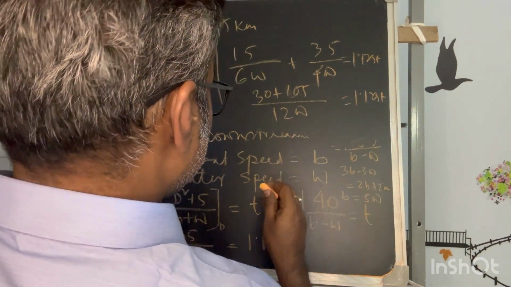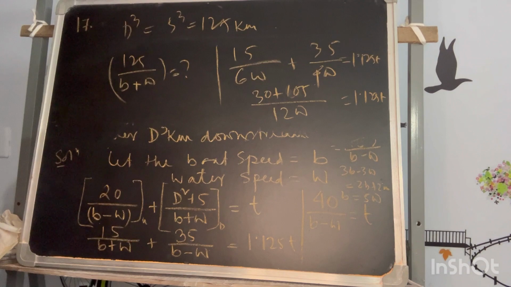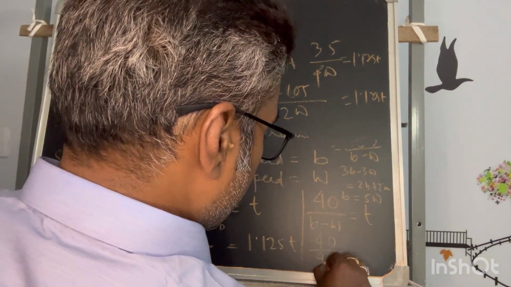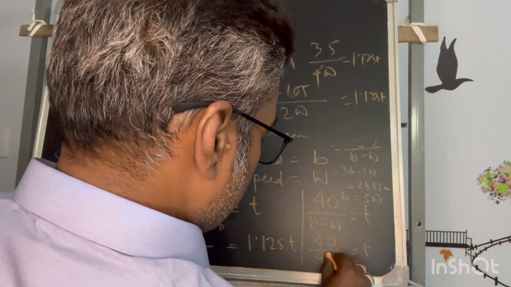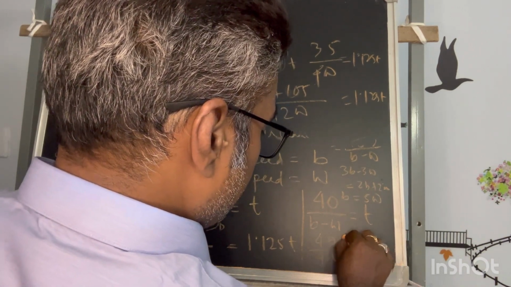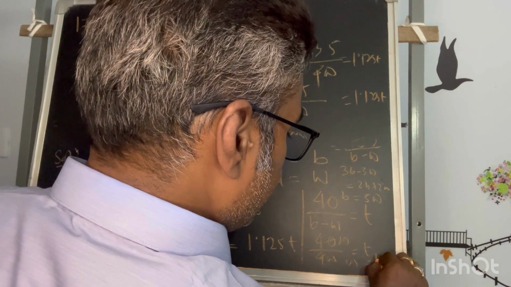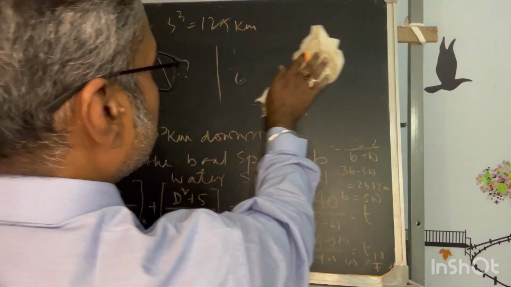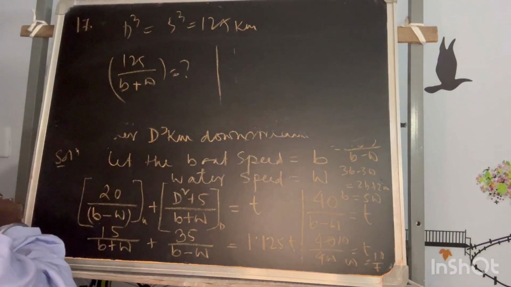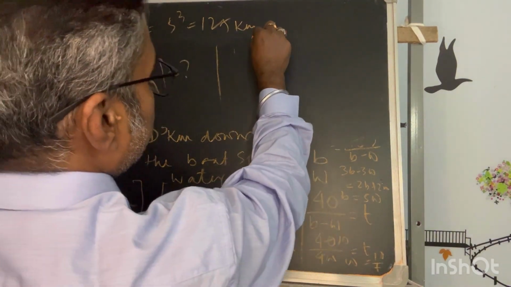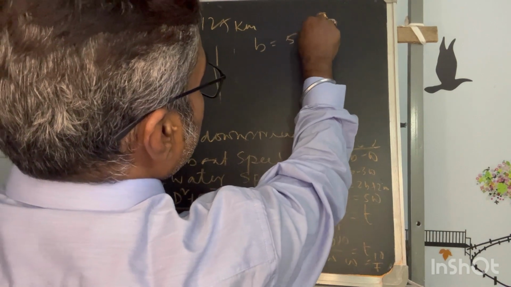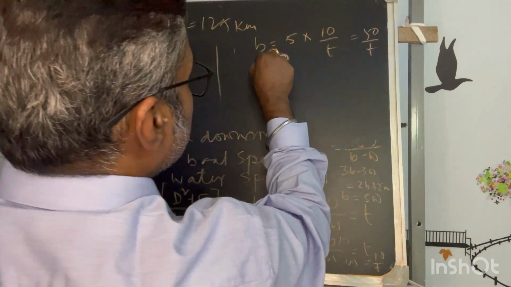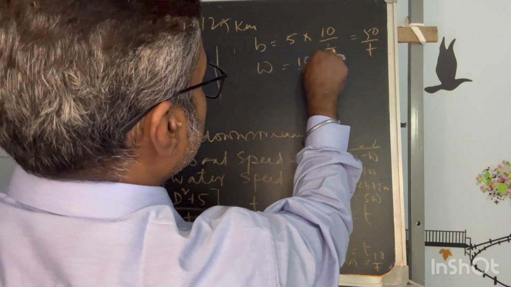So t cannot be calculated here, or else you can calculate from here: 4w is equal to t. Why should I go for that? So w is equal to 10 by t. Need not worry when I calculate this much. So w is equal to 10 by t. That means b is equal to 5 into 10 by t, that means equal to 50 by t. So b is equal to that, w is equal to 10 by t.